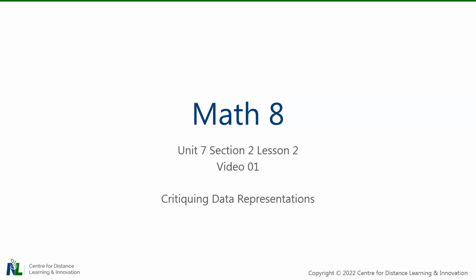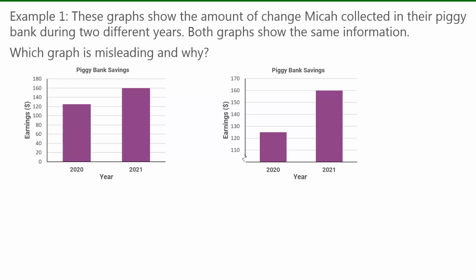This is Ms. Clemens-Brenton, and in this video we will critique various data representations. Example 1. The graphs below show the amount of change Michael collected in their piggy bank during 2 different years. Both graphs show the same information. Which graph is misleading and why?